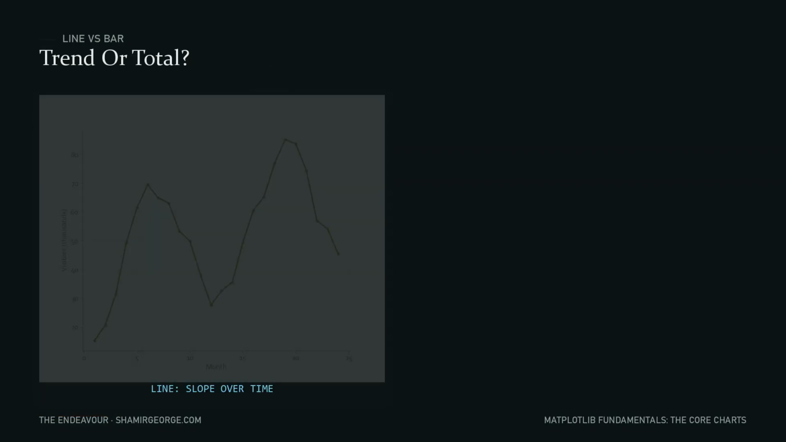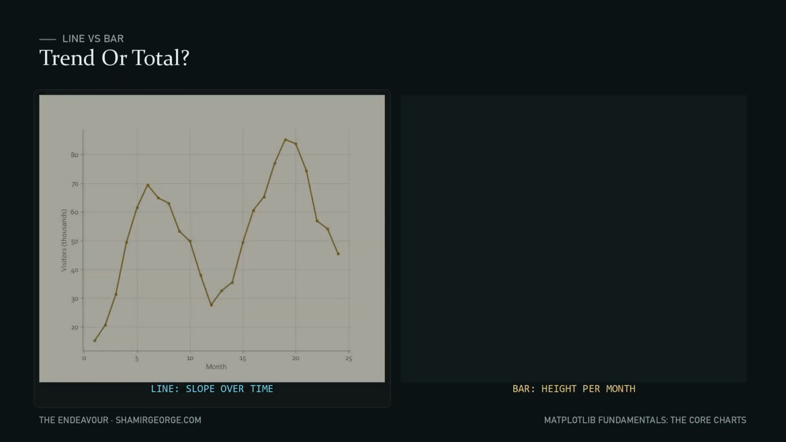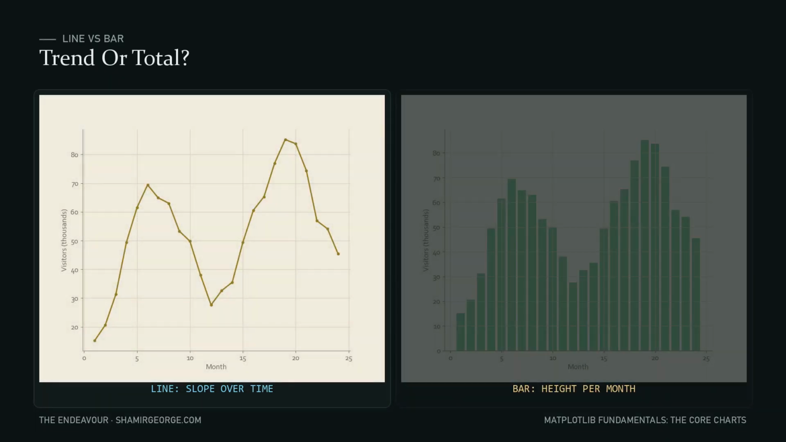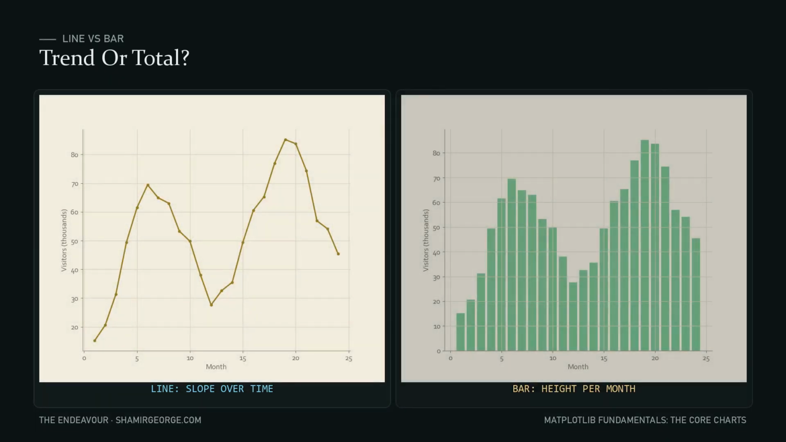Same 24 months, 2 honest readings. The line draws your eye along the slope up through month 6, down into month 13, up again to the month 19 peak. The bar draws your eye to each month's raw height, easy to rank, but harder to feel the arc between them. Neither is wrong, they just answer different questions about the identical numbers.